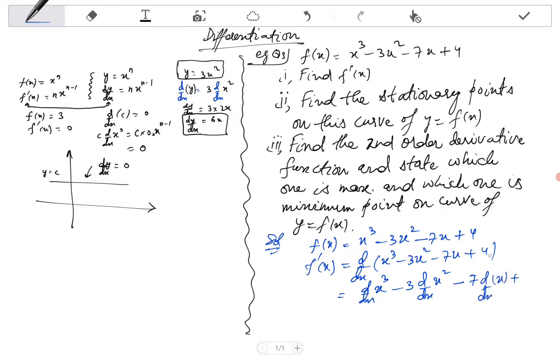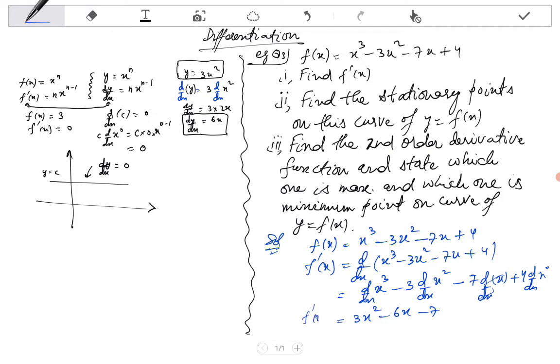And then in the last term there is a single constant only, no variable part is available. Or you can leave 4 outside and apply the derivative on x to the power 0. You get the same answer. Of course, for a constant it always comes 0, because when you multiply with the power 0 in the numerator, it's always 0, because 0 multiplied by anything is 0. This is why the derivative of a constant is always 0. So it becomes 3 times x square minus 6 times x minus 7.